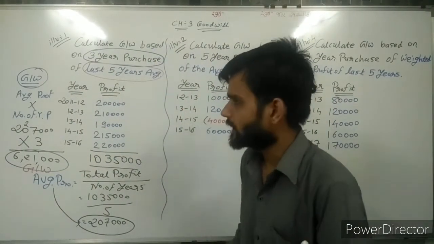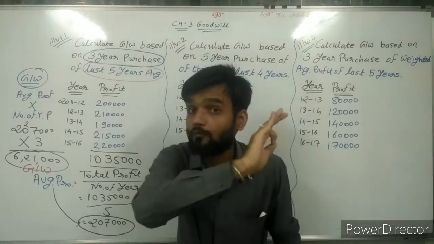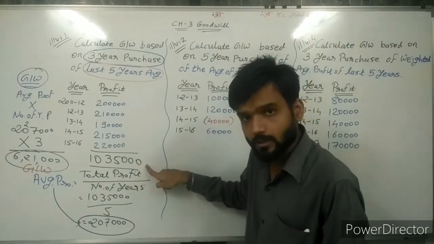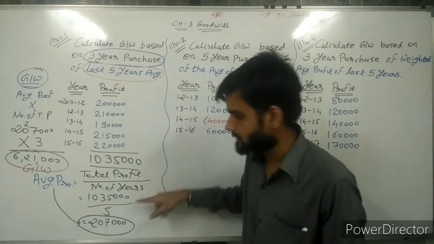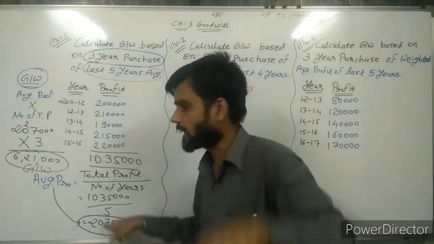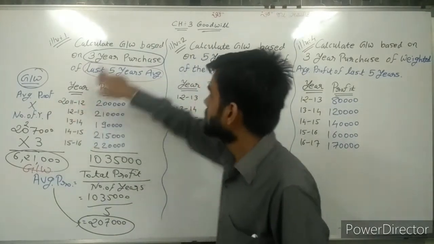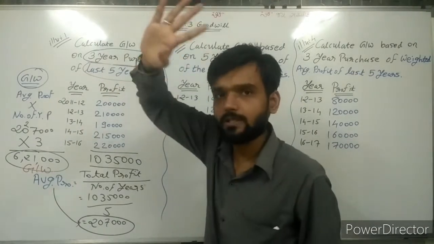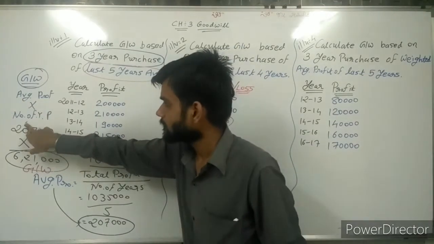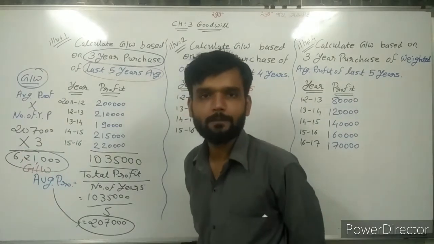Simple. In this way, we can find the value of goodwill. On the basis of the simple average method, first of all find total profit. Total profit divided by number of years gives average profit. On this average profit basis, we can find the value of goodwill: average profit into number of years purchase. Number of years purchase is 3, so average profit 2,07,000 into 3, you will get 6,21,000. That is the value of goodwill.